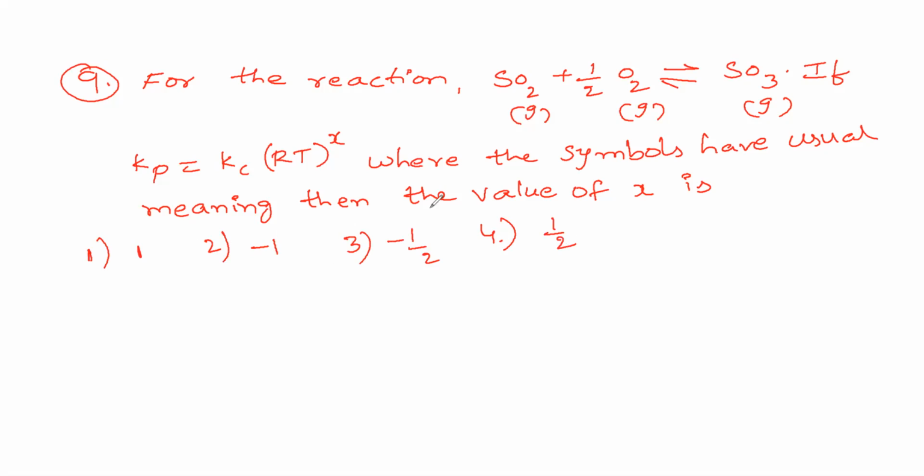It's very simple. If you take the delta n value, I'm doing the solution here itself. Delta n is equal to Np minus Nr, that is the number of moles of gaseous products minus the number of moles of gaseous reactants. We have seen this delta n already in thermodynamics also. So the number of moles of gaseous products minus the number of moles of gaseous reactants: products is 1, minus 1 plus half.